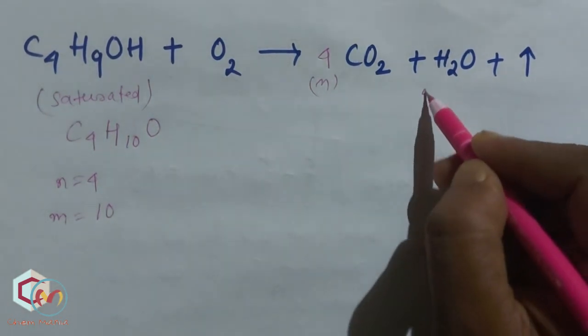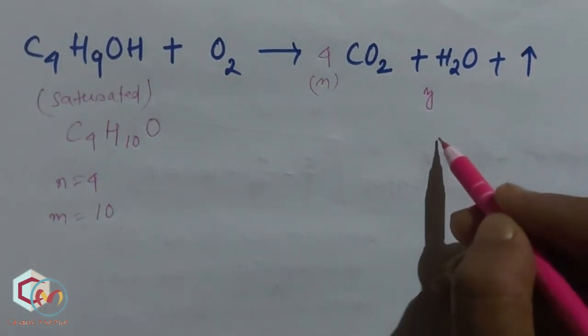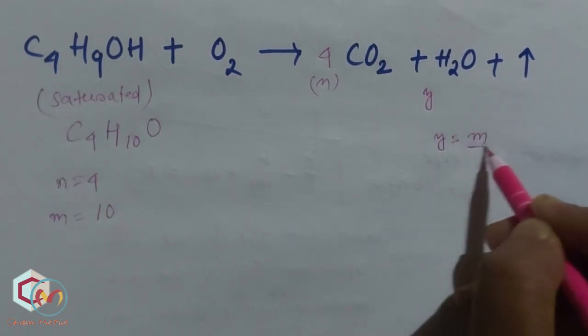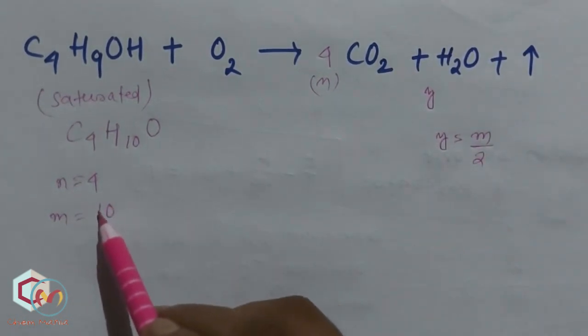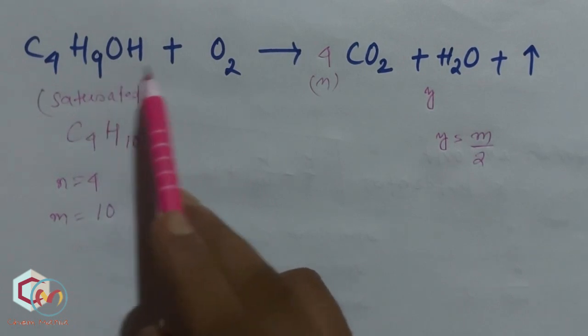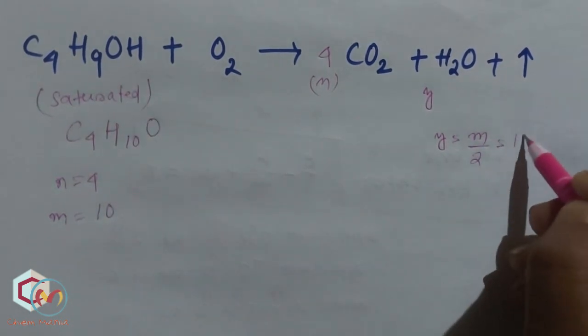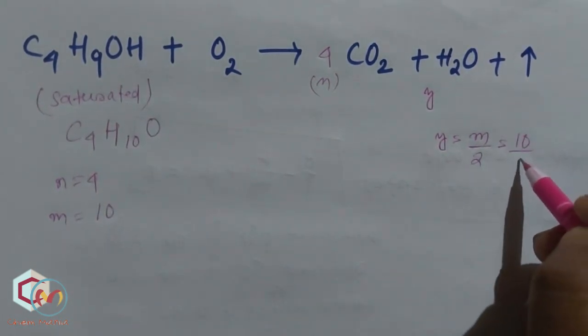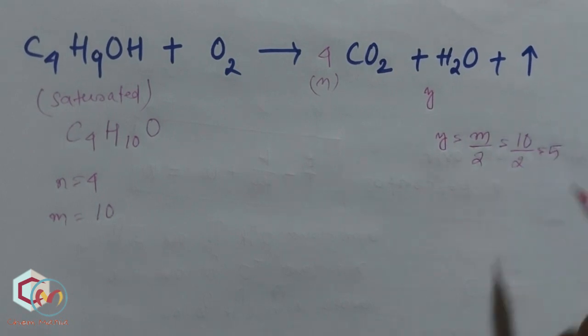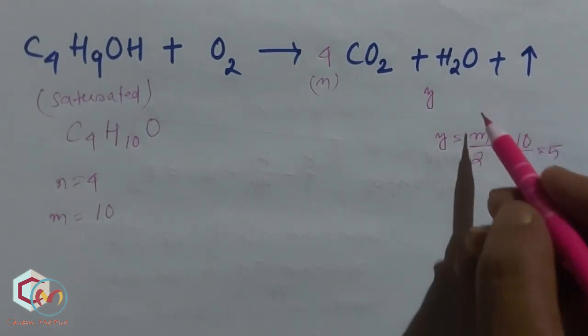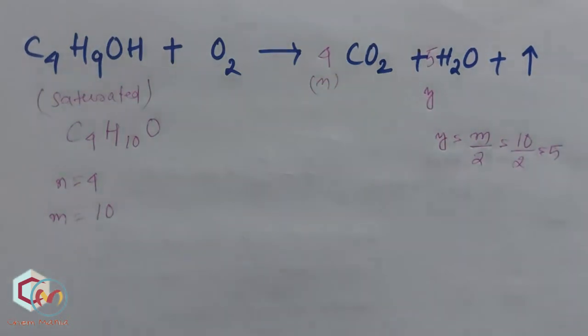So H2, that is Y. Y is equal to, I have told you, m by 2. Here m is equal to 10, that is, total hydrogen is 10. So we will divide 10 by 2, that is equal to 5. So Y is equal to 5, that means 5 water molecules.